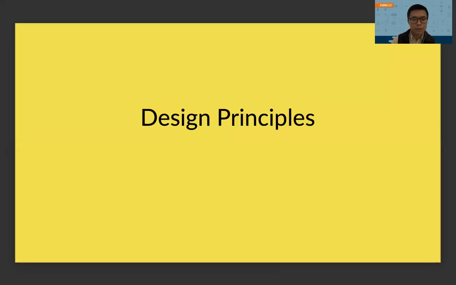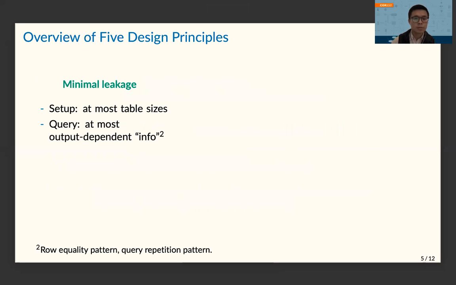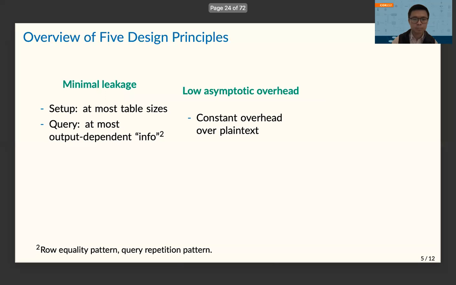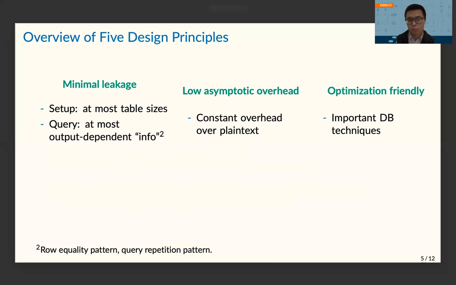Knowing all of this, how do we come up with design principles to govern future development? The first is minimal leakage. The solution needs to leak at most the table sizes statically. For queries, it should leak at most the output-dependent information, so to speak. In terms of efficiency, it should have low asymptotic overhead, in particular, constant overhead over plaintext. It should support optimization, which is a very important database technique.